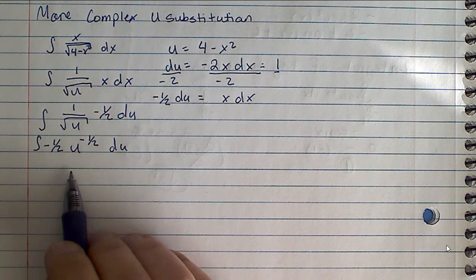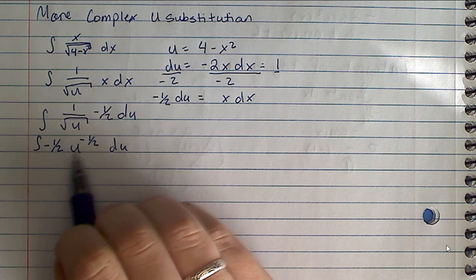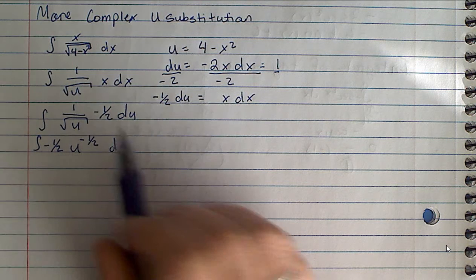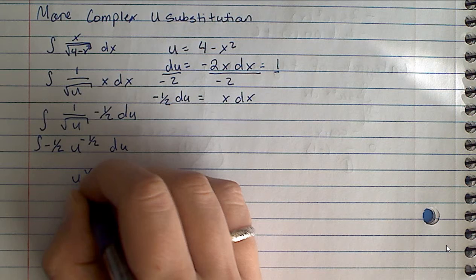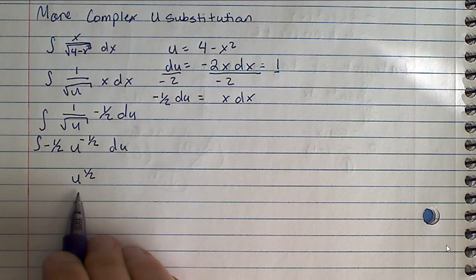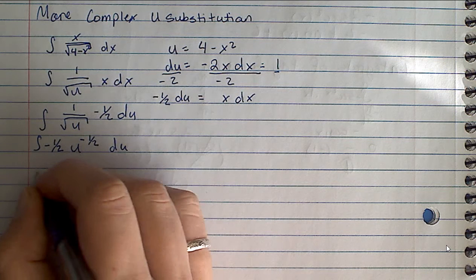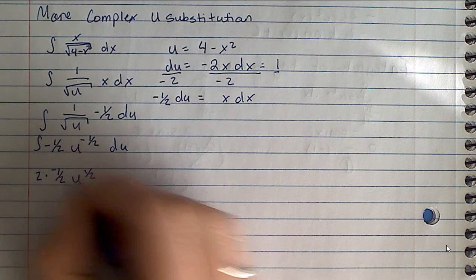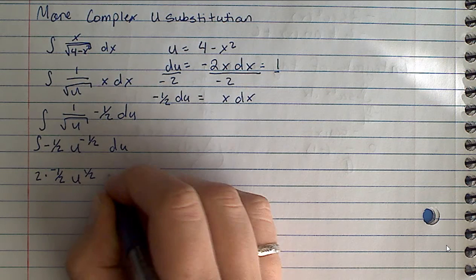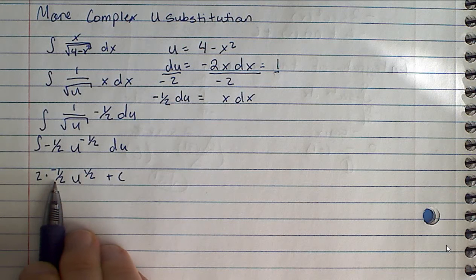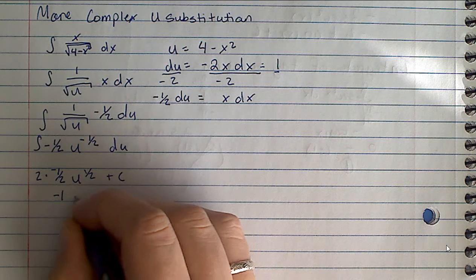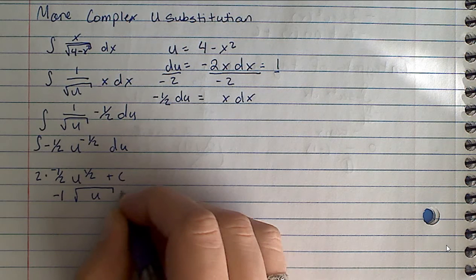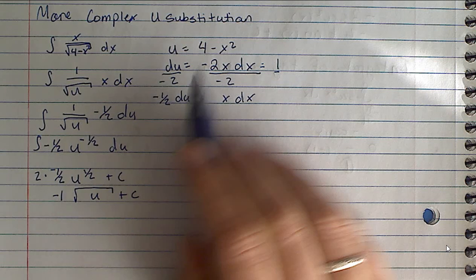So now, at this point, I need to do the antiderivative. So I need to add 1 to negative 1/2, which would make it positive 1/2. So u to the positive 1/2. And then I need to divide it by 1/2, but dividing by 1/2 is the same thing as multiplying by 2, right? So I'm going to do 2 times negative 1/2 times u to the 1/2 plus c. 2 times negative 1/2 is going to be negative 1. And then I'm going to write this as the square root of u plus c. And now I can take what u is actually equal to and put it back in there.